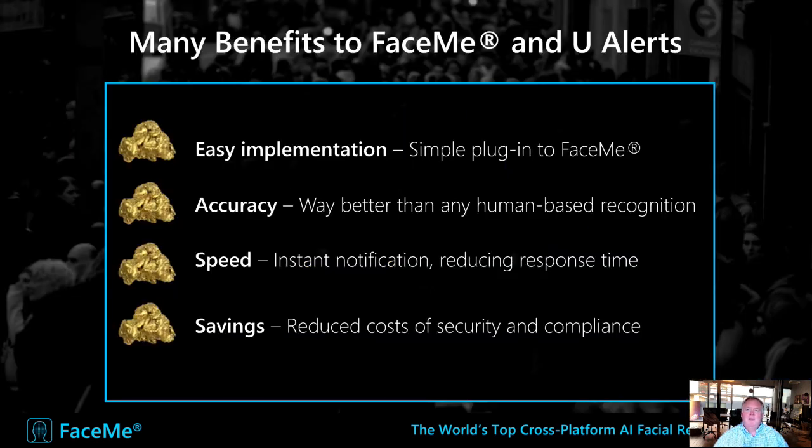If we wrap up the benefits of FaceMe and U Alerts, there are many. First, it's very easy to implement. It's a simple plugin into FaceMe. On accuracy, this tool is way better than any human-based recognition system, and it notifies the right people immediately without any hesitation, which makes it very fast, reduces the response time, and makes the overall area safer, which results in reduced costs of security and compliance. Now, Craig will do a demo.